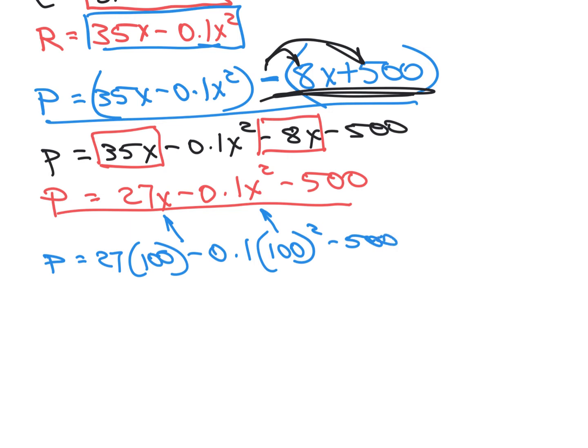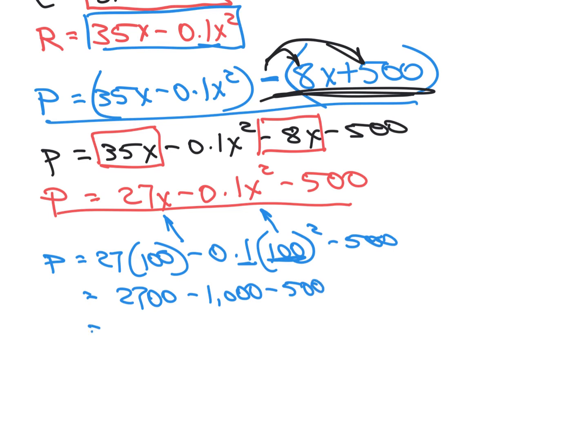Okay, so I haven't really done anything yet. I'm just kind of filling in blanks. So 27 times 100, 2700, minus 100 squared is 10,000 times 0.1. So you might want to have a calculator for that. Minus 500.